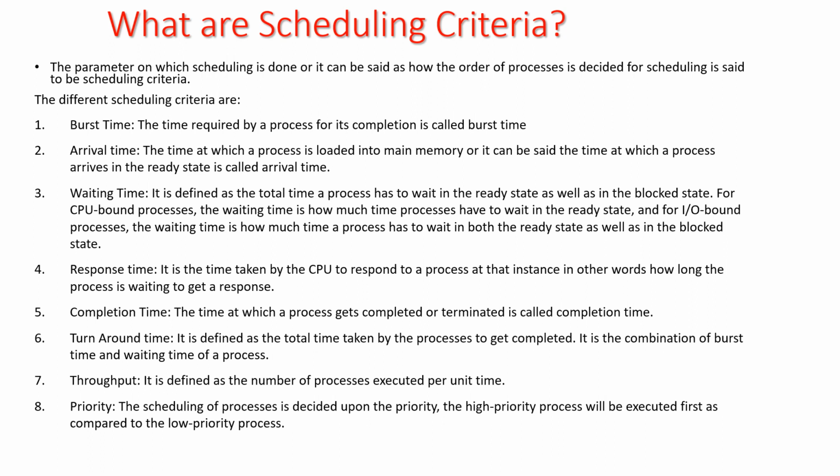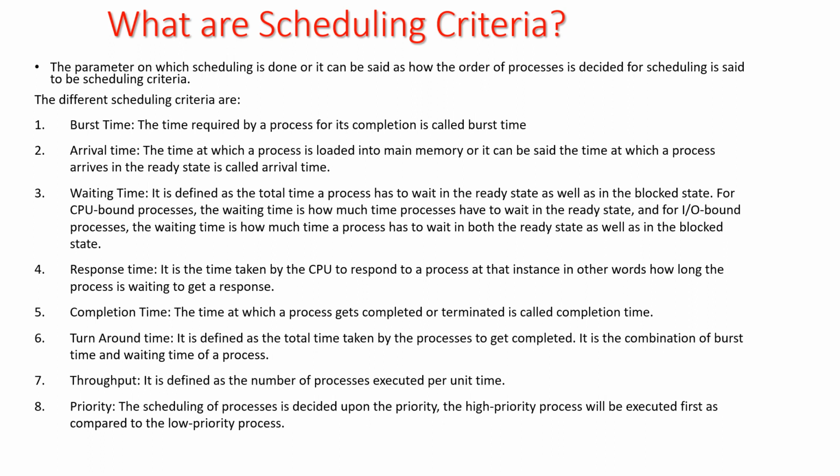Completion time means the time at which a process gets completed or terminated by the CPU. And what is turnaround time? Turnaround time is defined as the total time taken by the process to get completed. We can say that it is the combination of the burst time and the waiting time of a process. Then seventh is the throughput. What is throughput? It is defined as the number of processes executed per unit time by the CPU.